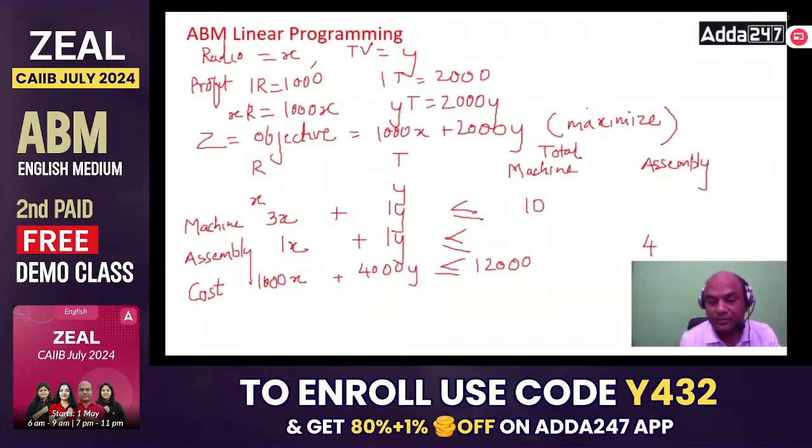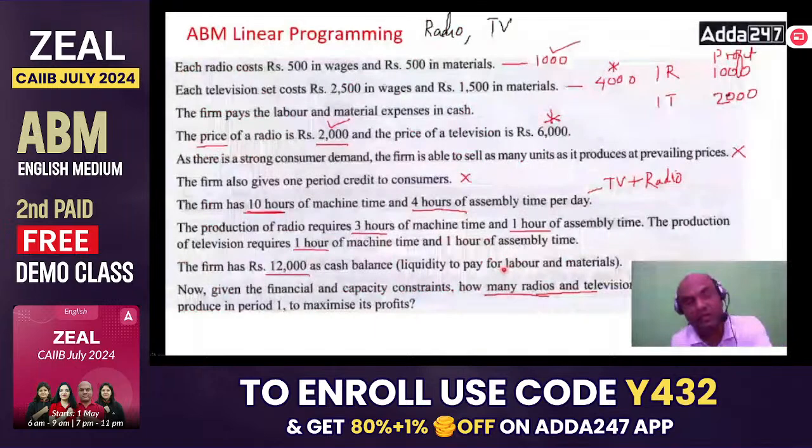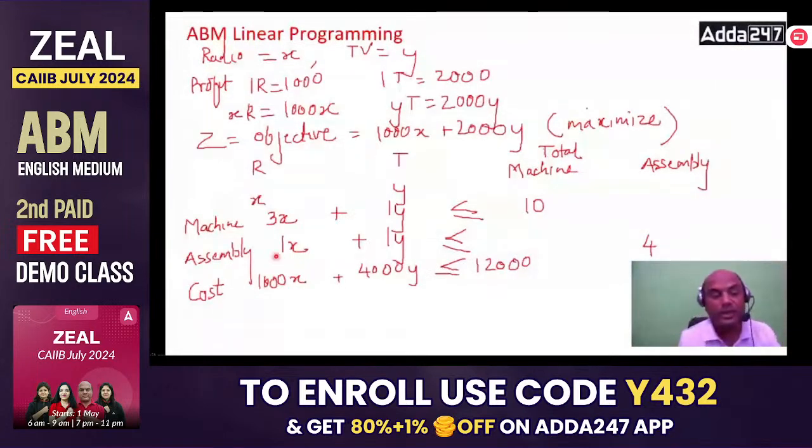Similarly, assembly. 1X plus 1Y should be less than or equal to 4. Right? So this is my machine time and assembly time constraint. So these are my constraints. And something more is given, cash. What is it given? The firm has 12,000 rupees as cash balance. So this cash it has to pay to labor and material. See this, labor and material are paid in cash.